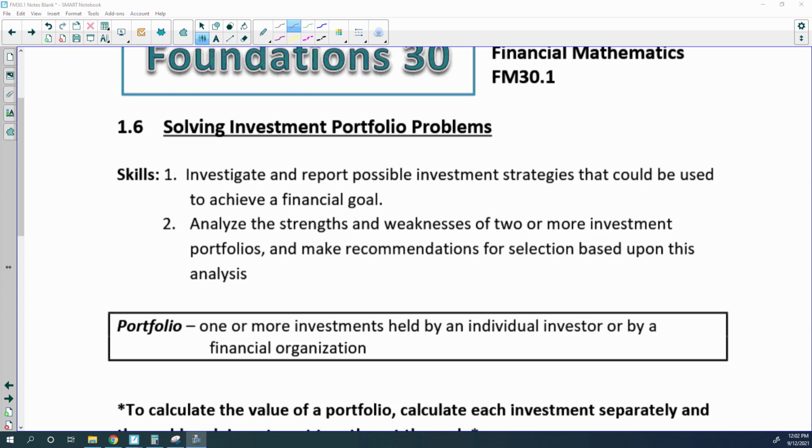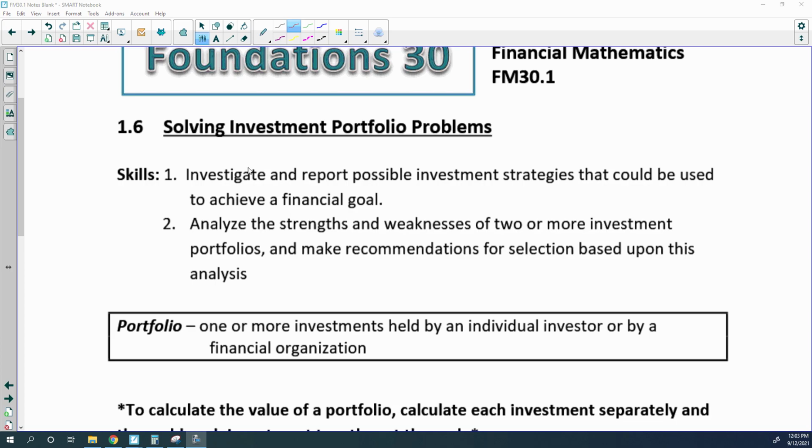In this video, we're looking at lesson 1.6, solving investment portfolio problems. By the end of this lesson, you should be able to investigate and report possible investment strategies that could be used to achieve a financial goal, analyze the strengths and weaknesses of two or more investment portfolios, and make recommendations for selections based on this analysis.